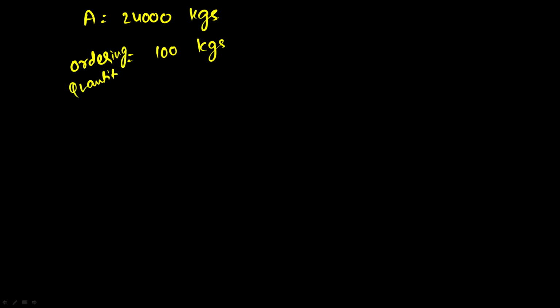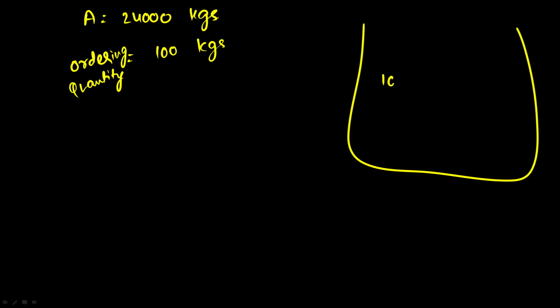Say my annual requirement is 24,000 kgs. I order 100 kgs at a time. It is ordering quantity. So in my go down there will be 100 kgs. Once I order it, there will be 100 kgs. It will reduce to 90 kgs. It will reduce to 10 kgs. It will reduce to 0. Now I should reorder when it becomes 0 kgs or at 10 kgs or at 20 kgs.